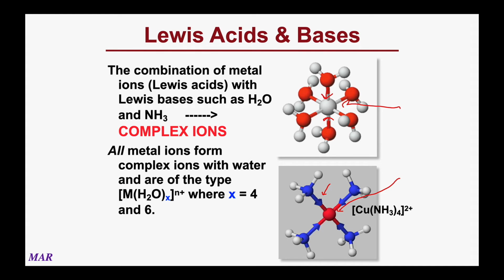All metal ions form complex ions with water, like the one up there on the top. And the number of water molecules will vary. So X is the number of water molecules, usually between 4 and 6, all right? Some transition metals will have just 4 waters around them, some will have 6. We don't need to worry about that in this class, but they will form these complex ions. And complex ions have huge implications for the reactions in a chemistry lab.